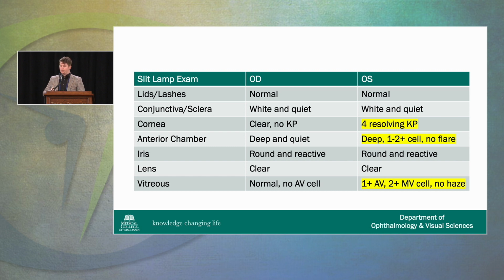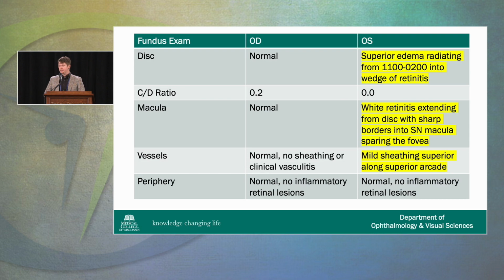She's deep with 1 to 2 plus cell, no flare, and then this is one of those things where I was talking about the anterior vitreous versus the mid vitreous having a gradient. It looks like there's more cell towards her mid vitreous, so something going on posteriorly probably. On her dilated exam, there's some superior edema radiating from 11 to 2 o'clock in a wedge of retinitis off the nerve. She has white retinitis extending from the disc. There's sharp borders, then there's mild sheathing along the arcades.